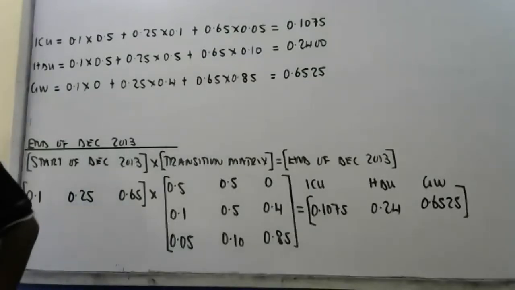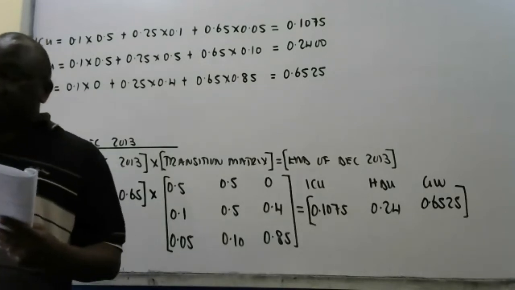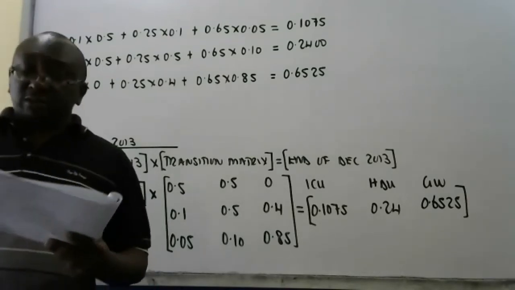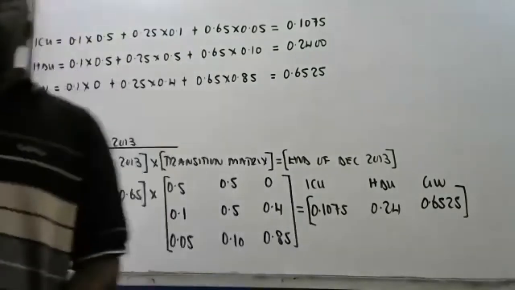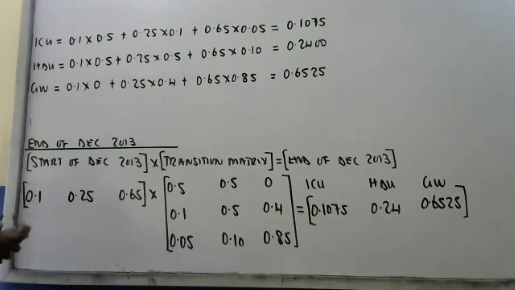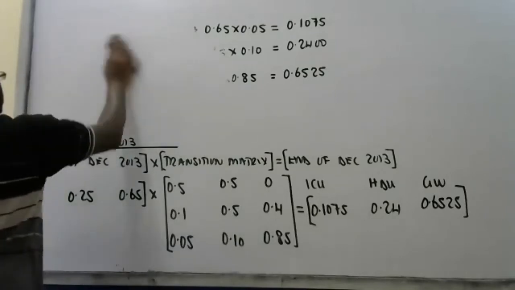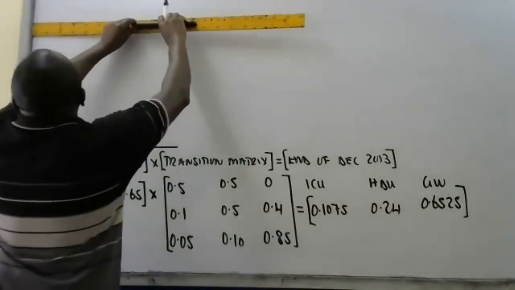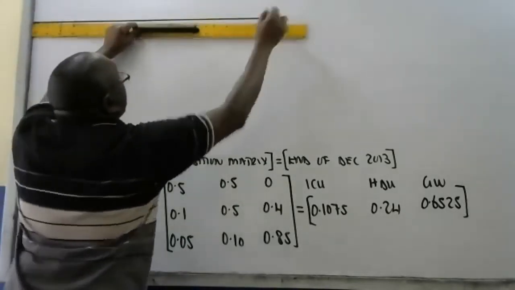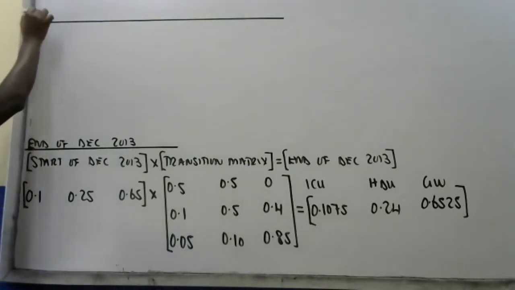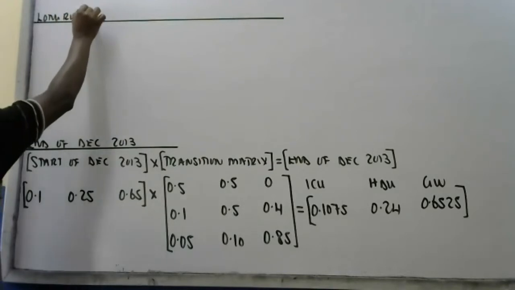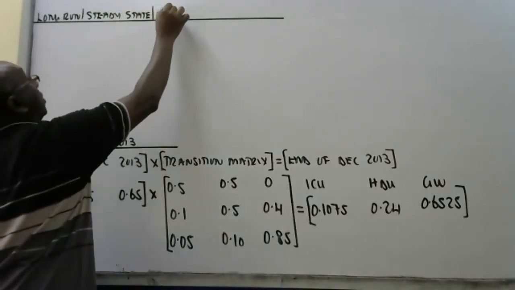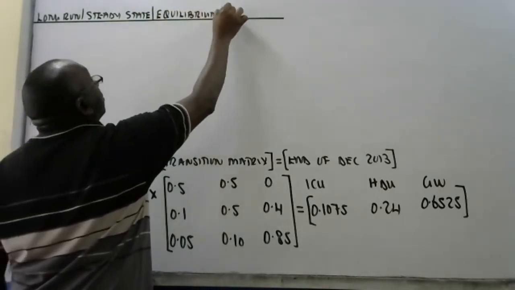So we have given the answers to the second requirement, the expected proportion of patients that will be in ICU, high dependency, and general ward. Then we are told to get the steady state. Steady state is the other word for the long run. It is also called steady state. You can also call it equilibrium, the equilibrium state.